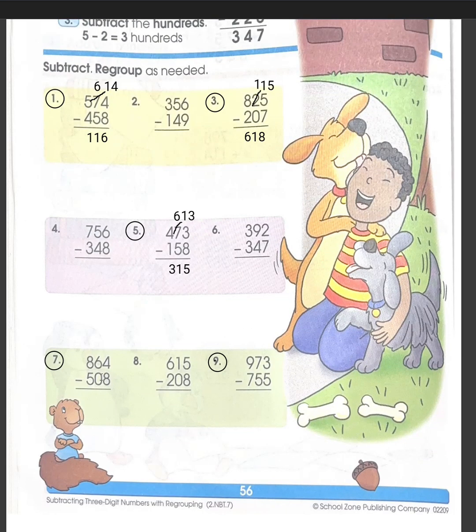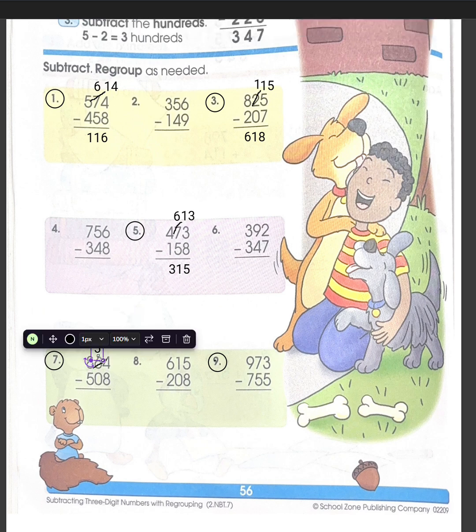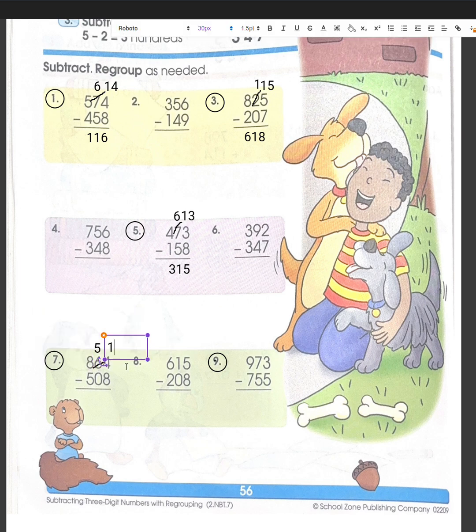Number 7, we have 864 minus 508. We can't do 4 minus 8, so we take a 1 from 6. So that 6 becomes a 5. And then we take the 1 we got from the 6 to the 4, so it becomes now 14. We do 14 minus 8, which we get 6. Then we do 5 minus 0, which you get 5. And then 8 minus 5, which you get 3. So you get 356.